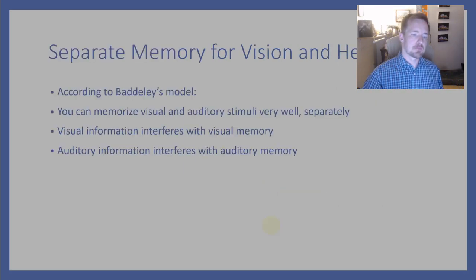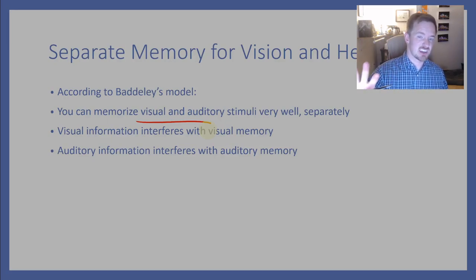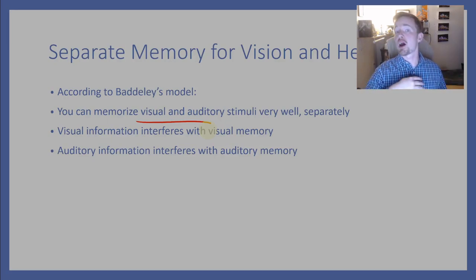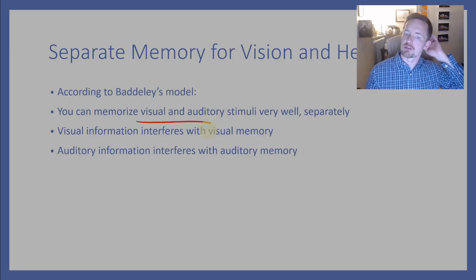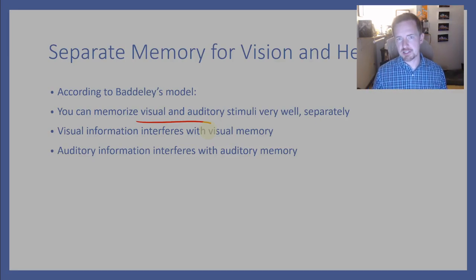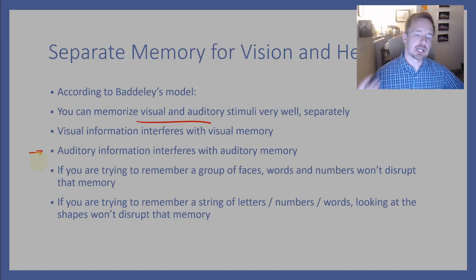All right. So according to Baddeley's model, you can memorize visual information and auditory information very well as long as they are separate, but incoming visual information is going to interfere with currently existing visual information, and incoming auditory information is going to interfere with current auditory information. You already know this, though, because if you're trying to rehearse a number to yourself and somebody comes up to you and just says like 7731290742116, it's going to disrupt you, because that is trying to enter into your phonological loop. If you're just trying to remember a group of faces, you could probably remember that phone number quite well, because those two stimulus types are not competing.